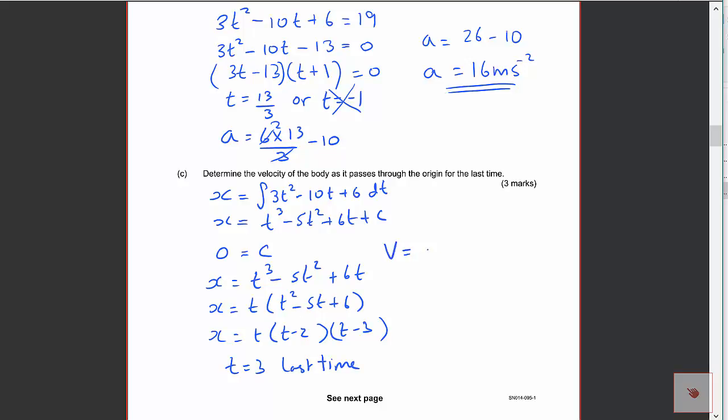So the velocity then will be 3 times 3 squared minus 10 times 3 plus 6. So that's going to be 27, take away 30, add 6, giving us 3 meters per second.